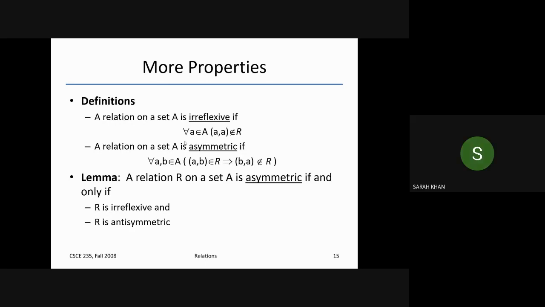Are you getting it? Yes, sir, understood. Yeah.